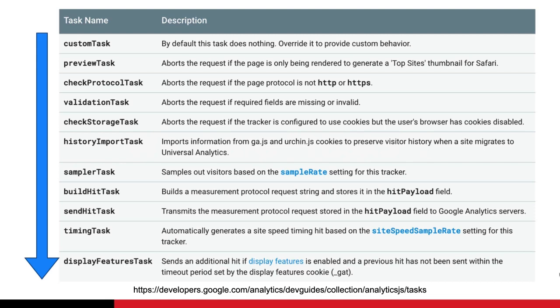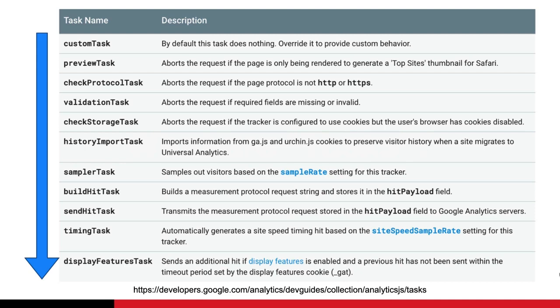Then we have something called preview task, which basically prevents a hit to GA from being sent if the page is rendered to generate one of these top sites thumbnails that you might see in some web browsers. So one of those thumbnails you see when you open a blank browser page. GA doesn't want to collect a page view from those because it wouldn't really make sense. The user is not viewing that page, they're just viewing a thumbnail of the page. After that, if the request isn't aborted, then the check protocol task is run, which basically aborts the request if the protocol is not HTTP or HTTPS.